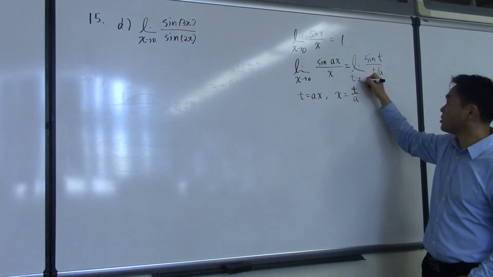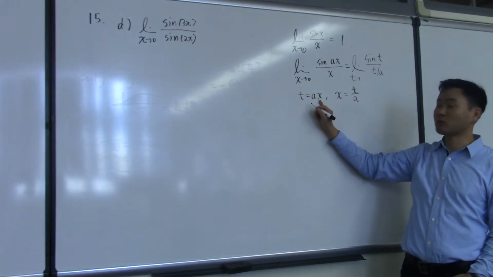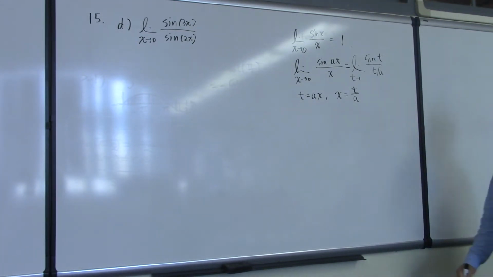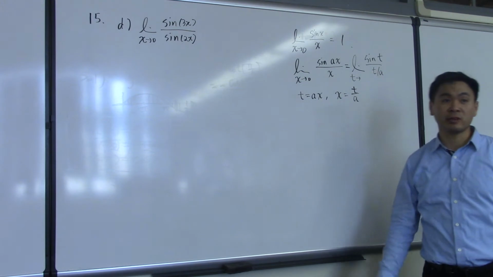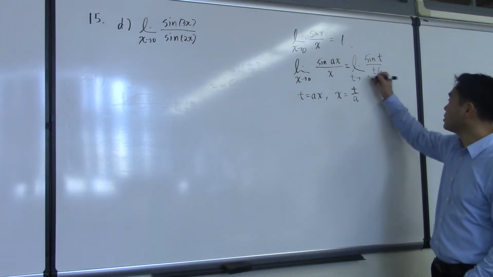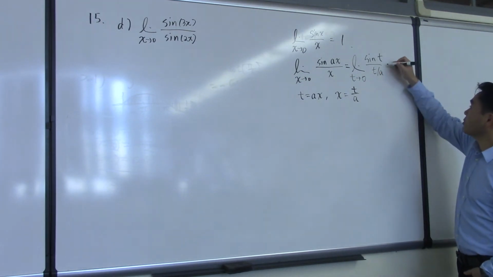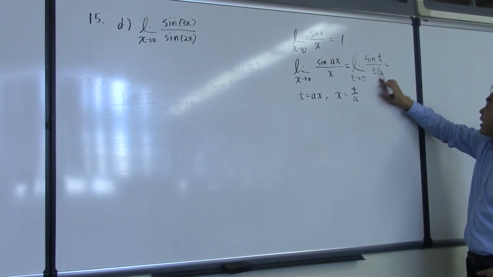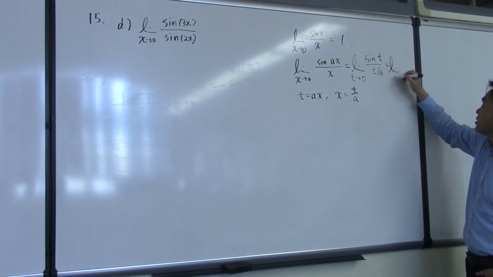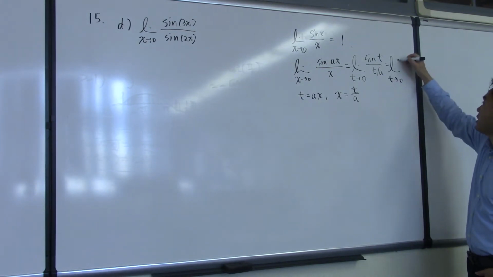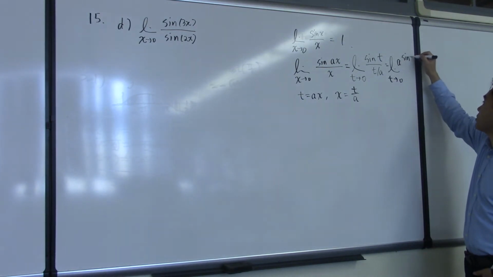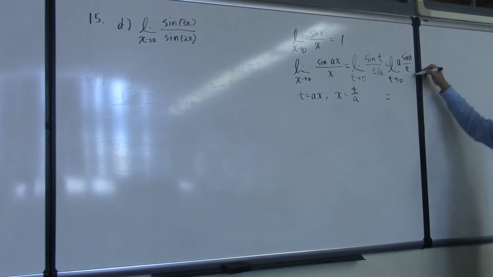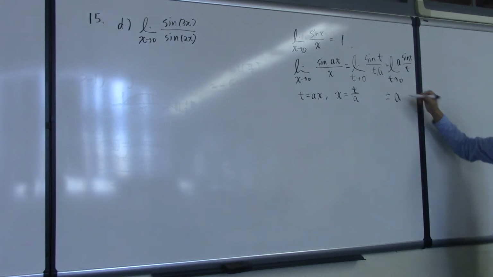And then how about x going to 0? If x becomes very small, what happens to t? If you plug in 0, what is t? t is 0, right? So t goes to 0. So you end up with this division by a, which can be thought of as multiplication by a. So you end up with a times sine t over t, and what's that? This is just 1, so you end up with a.